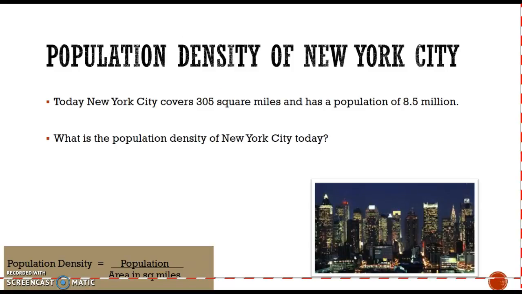All right, so the population density of New York City. Let's take a look at that today. What would it be like today? Well, today, New York City covers 305 square miles and has a population of 8.5 million people. So if we divide 8.5 million divided by 305, we would say the population density is 27,869 people. So within a square mile, that's how many people there are. That is a lot of people in one city.